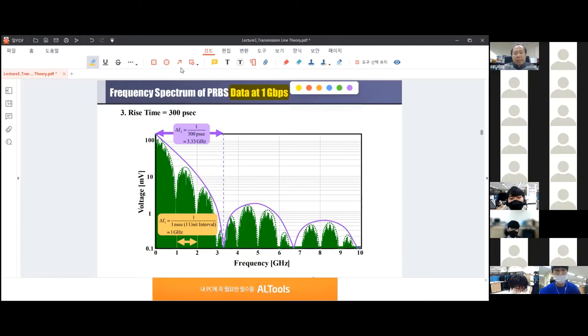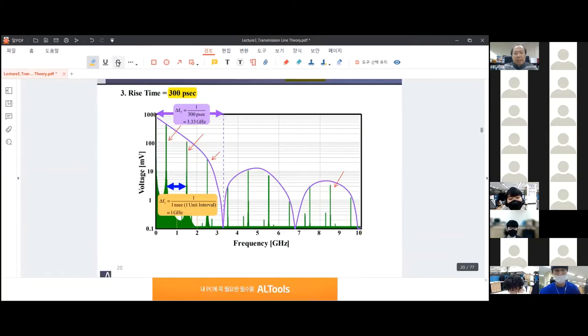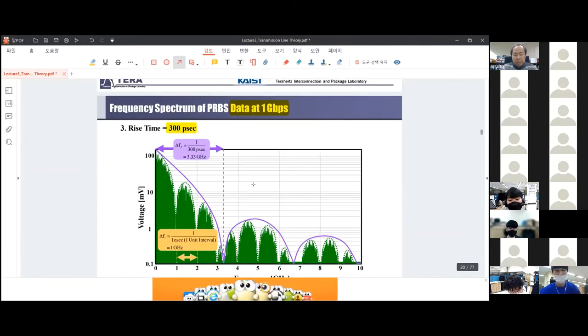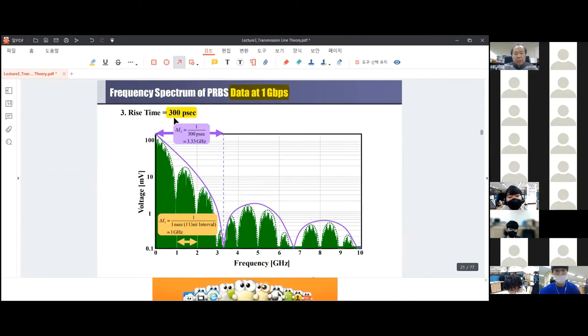In this case, the rising and falling time is 300 picoseconds. And you see again, in the clock signal we have very discrete frequency elements, but because of the random nature of data, the frequency spectrum of data has much broader frequency content. Again, the null point is generated by the inverse of the rising time. But the important thing I would like to say is that it has very high frequency components, including a DC component as well as elements over 10 gigahertz.